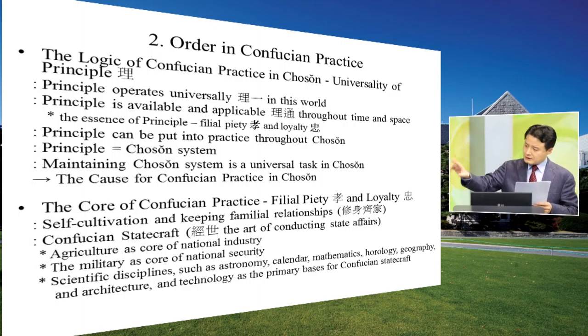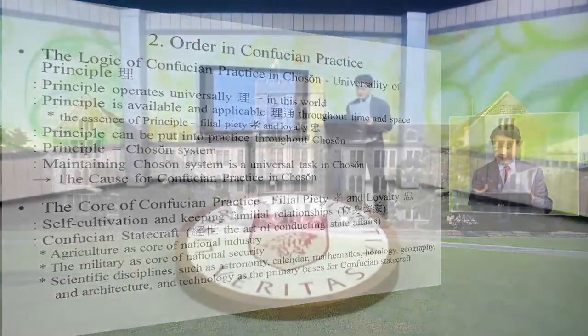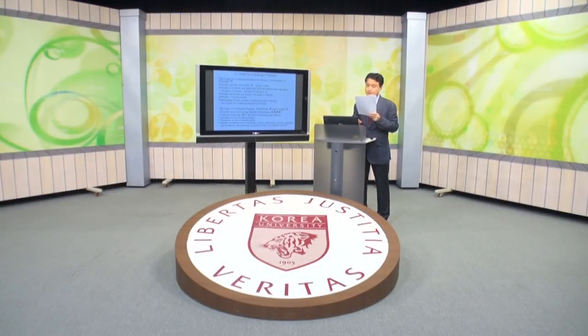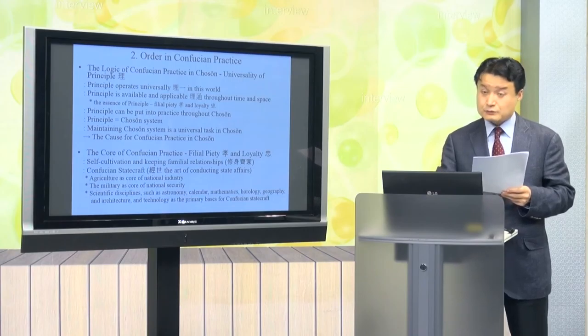So here, science and technology were placed under the category of Confucian statecraft. That means science, technology were part of Confucian practice in Joseon. So science and technology were not handled or treated for the sake of science and technologies, but they were used as a means of Confucian practice in Joseon. Okay? That's a very important point that we should keep in mind for chapter 2.